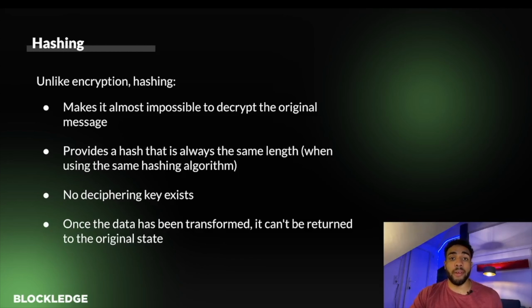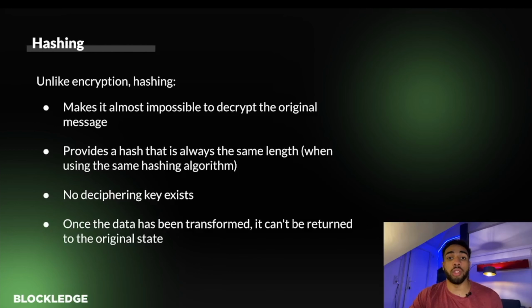One great thing about hashing as well is that no deciphering key exists. So you can't say, oh, I think the deciphering key is 4 and then shift back to get the original message. This is only real with encryption, but in hashing we don't have any similar concepts. The last thing that makes hashing so great is that once the data has been transformed, it cannot be returned to its original state. So I'll show you what hashing does.